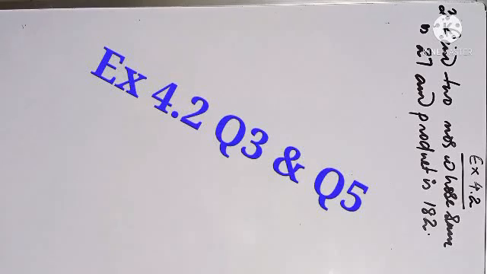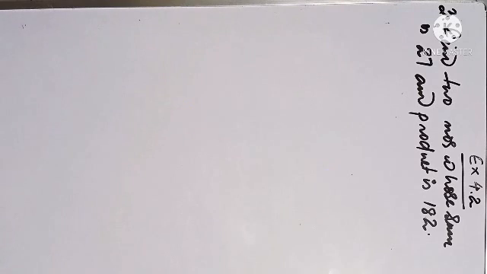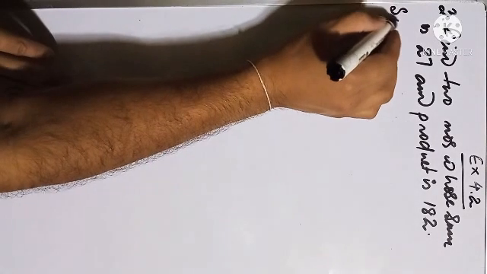Question number 3. Find two numbers whose sum is 27 and product is 182. We are going to find the two numbers whose sum is 27 and the product is 182. This is actually a word-based problem, and we have to first construct a quadratic equation and then find the solution. Okay, let us see.